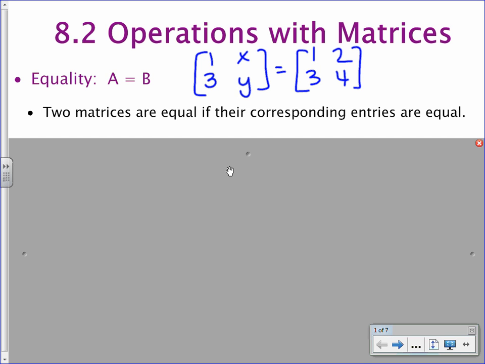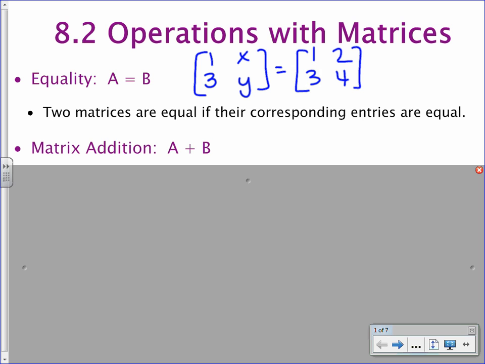You're going to get some problems that look like this. What is X? What is Y? You got it. Two matrices are equal as long as their corresponding entries are equal.